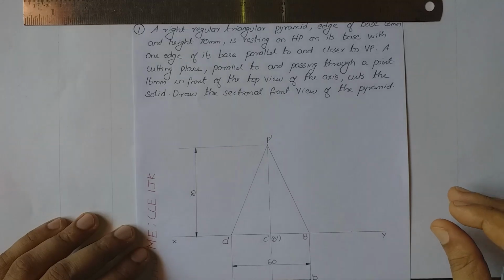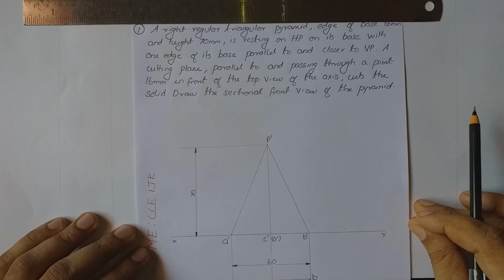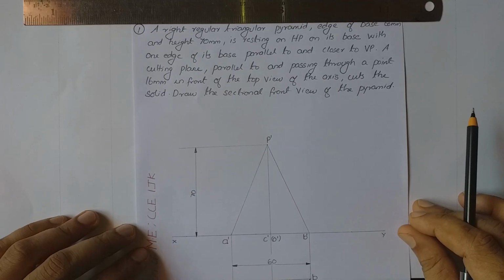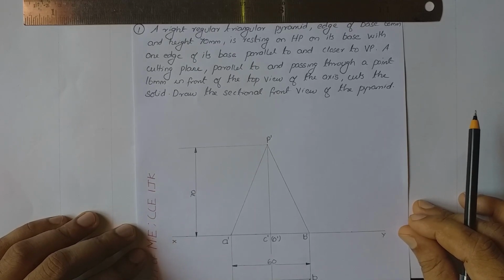So here this problem involves sectioning of solid. It is a right regular triangular pyramid which is resting on HP on its base. As it is resting on HP on its base, the base shape will be a triangle in the top view with 3 slanting edges, and the front view will be another triangle in which the slanting edges and the base are visible.